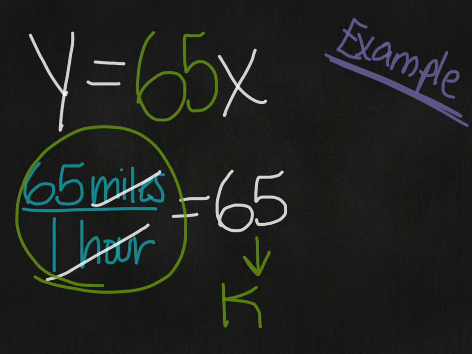So that's all you have to do. If you want to make an equation of a proportional relationship, you find the constant of proportionality and you substitute it in for k.